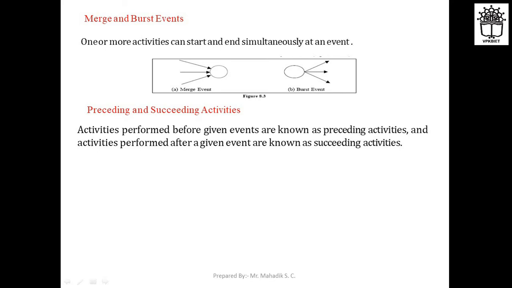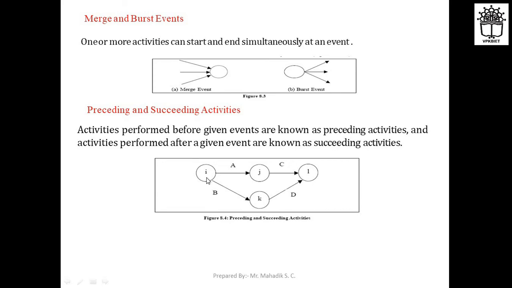As earlier we have seen one or two problems from the GATE point of view, there are terms like preceders, succeeders, activities. So let us see what is meant by a preceding activity and what is meant by a succeeding activity. The activities performed before a given event are known as preceding activities, and the activities performed after a given event are called succeeding activities, right? Here you can see the activities given as I, J, K, L.